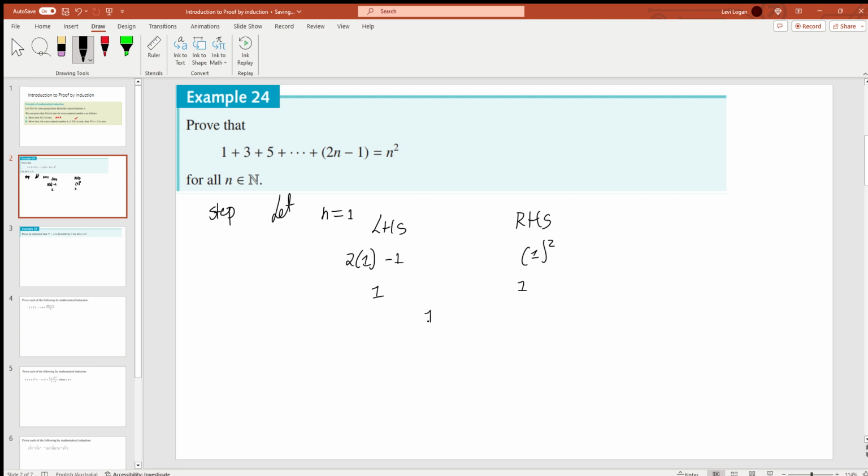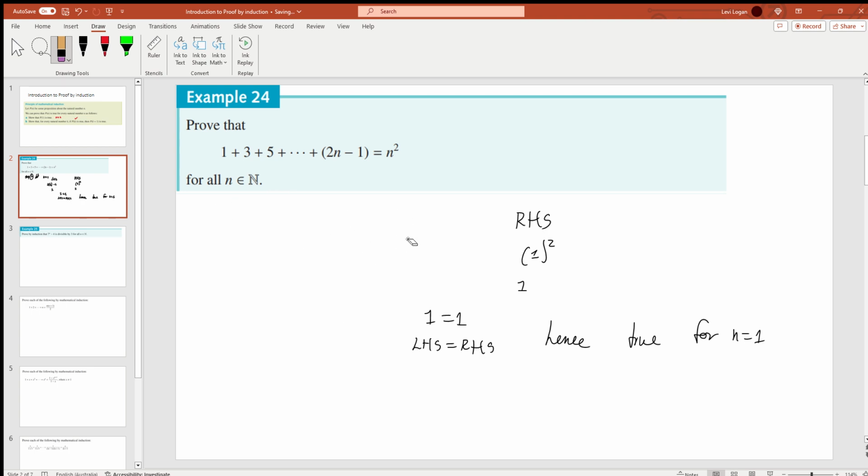Then you go, 1 equals 1. Left hand side equals right hand side. Hence, true for n equals 1. Okay? So that's step 1 of proof by induction. Step 2 is assuming that it's true now.